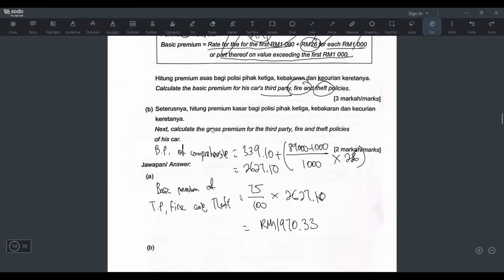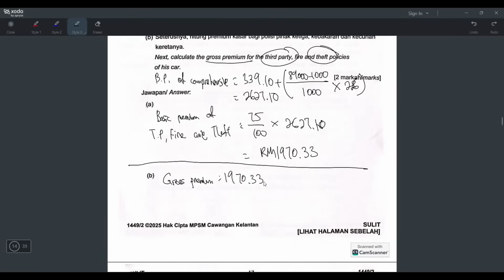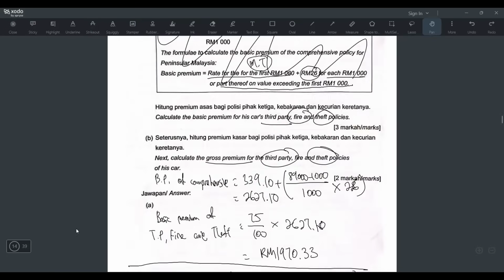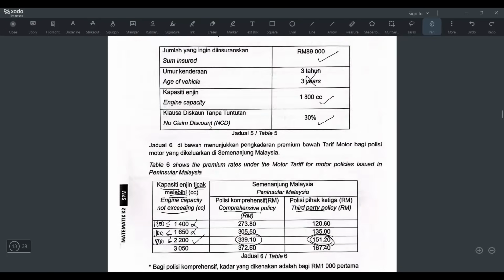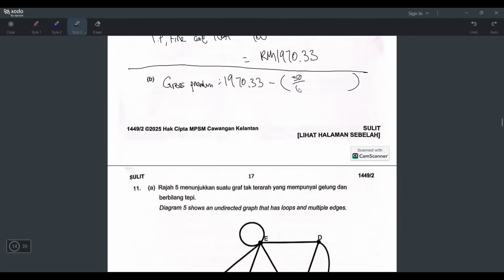So that's all. Now to do B, calculate the gross premium of third party fire and theft. This one's easy. Just take your A answer. So the gross premium, but they also want for third party fire and theft, so you just take the third party fire and theft basic premium, which is the A answer 1970.33 minus the NCD percentage. The NCD percentage is no claim discount 30%. So you have to take 30% multiplied with 1970.33 and then take the 1970.33 minus the answer.